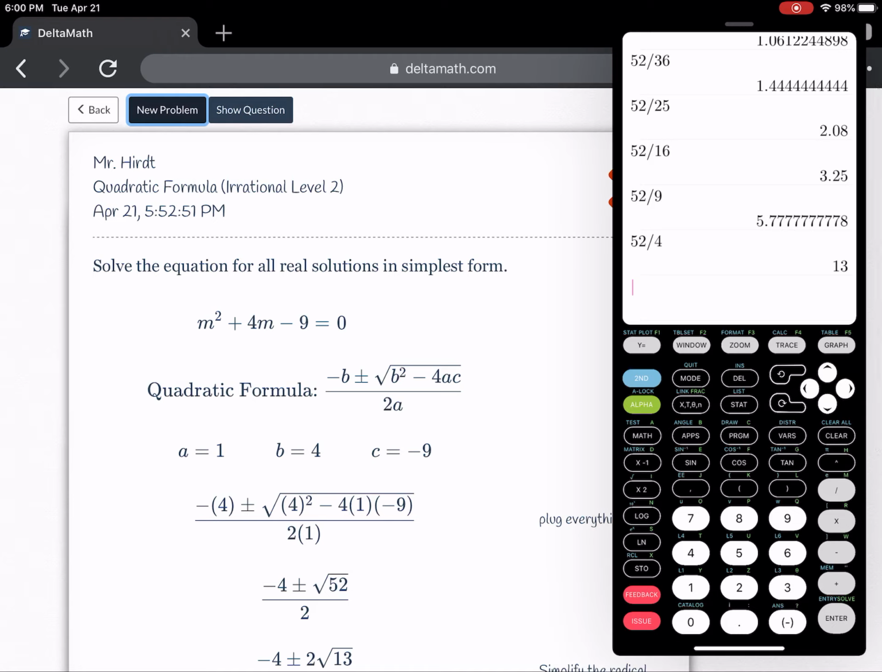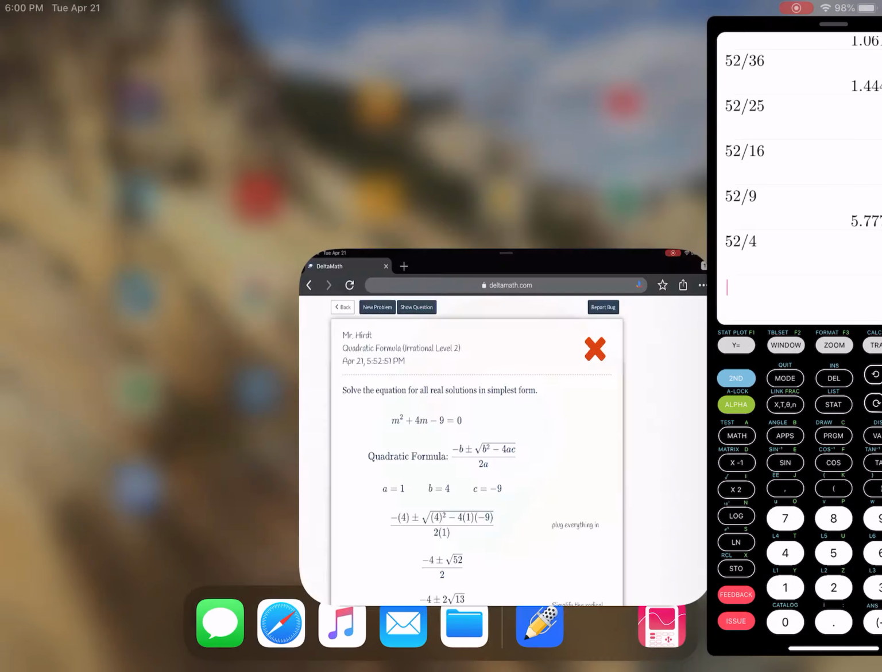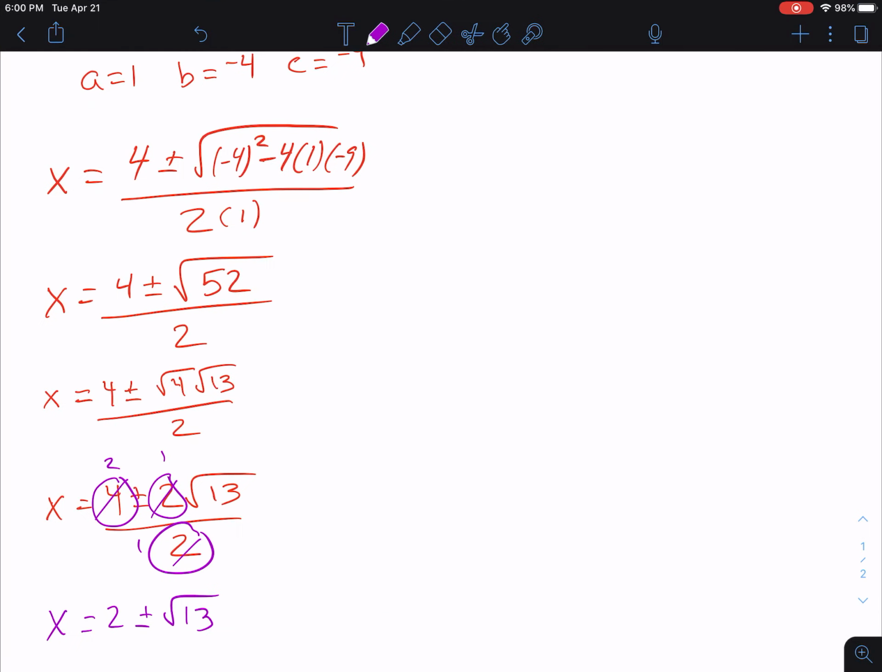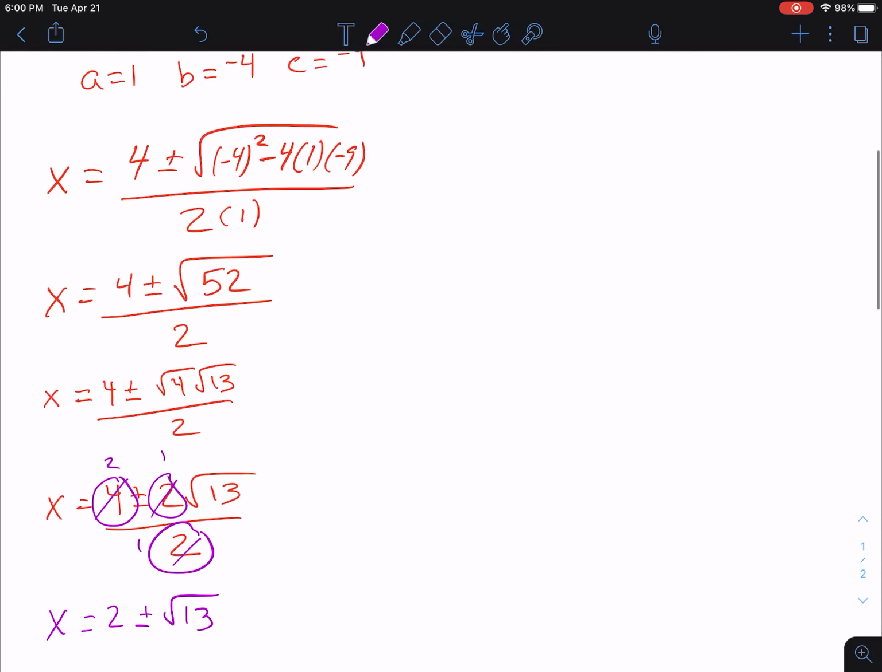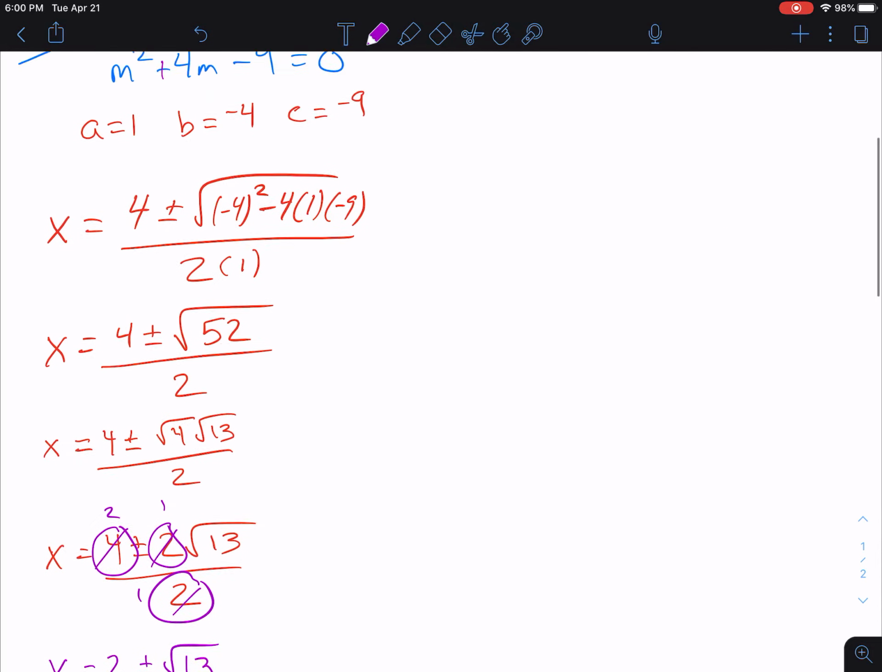Nope, there's our issue. Plus 4, minus 9. Okay, plus 4, minus 9. We used minus 4, so there's our first issue there. Okay, so that obviously changes some things. And so what does that change?